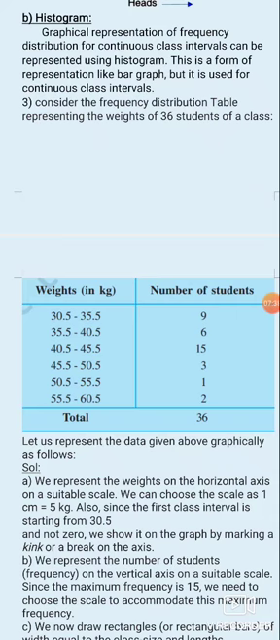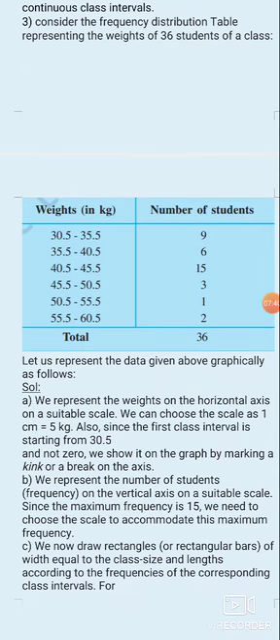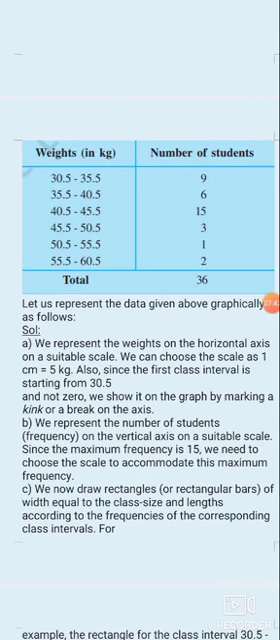Okay, so listen carefully. The second point is we represent the number of students, or the frequency, on the vertical axis on a suitable scale. Since the maximum frequency is 15, we need to choose a scale to accommodate this maximum frequency. So we need to accommodate all these frequencies.